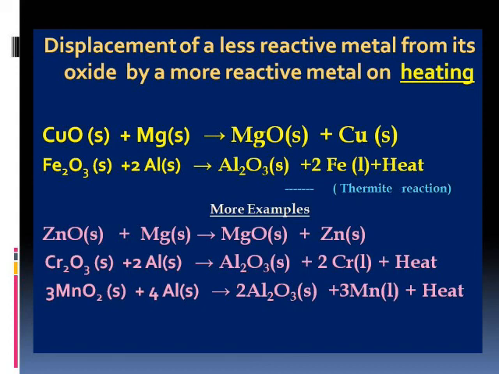See another example. When ferric oxide is heated with aluminum powder, then aluminum oxide and iron metal are formed. In this case, aluminum is more reactive than iron, so it displaces iron from ferric oxide. Also, this displacement reaction is highly exothermic, so iron is produced in the molten state.